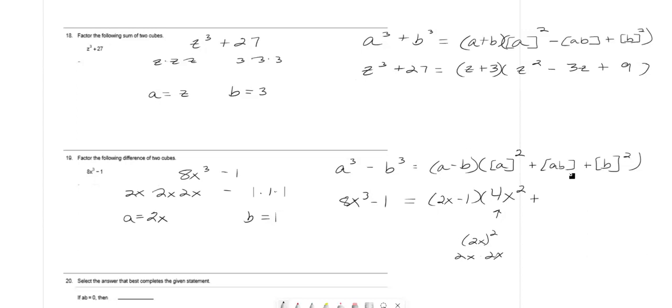Then we're multiplying a times b. So 2x times 1 is simply 2x here, plus, and then for our b, we're squaring it. Of course, 1 is our b. 1 squared is simply 1. So our final answer is 2x minus 1 times 4x squared plus 2x plus 1.